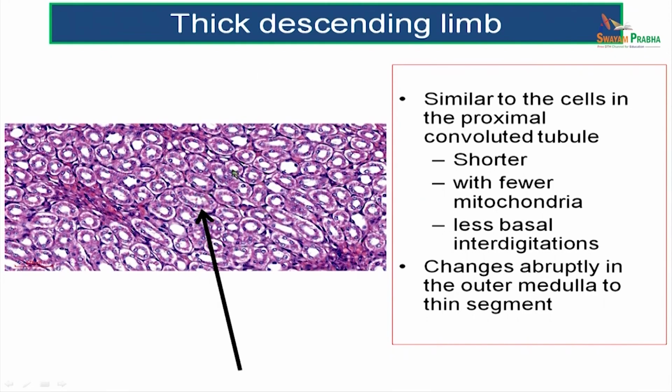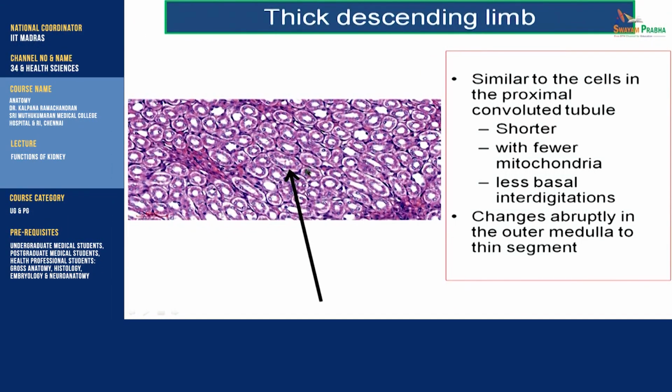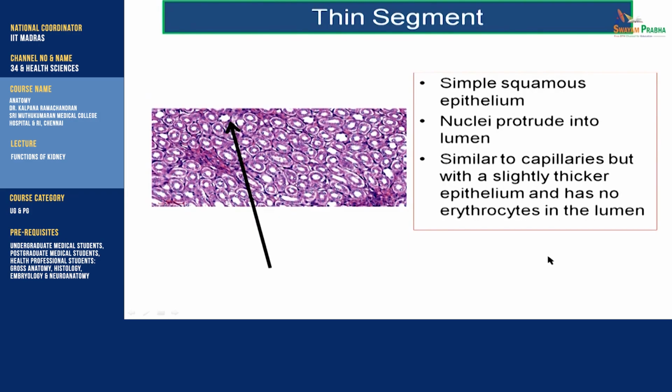We will look at the histological structure of thick descending limb. You can see in this histological picture the thick descending limb of loop of Henle, which is very similar to proximal convoluted tubule. But there are a few differences. One is that the thick descending limb is shorter, few mitochondria are present and less basal striations are present. In the outer medulla the thick descending limb changes into thin segment.